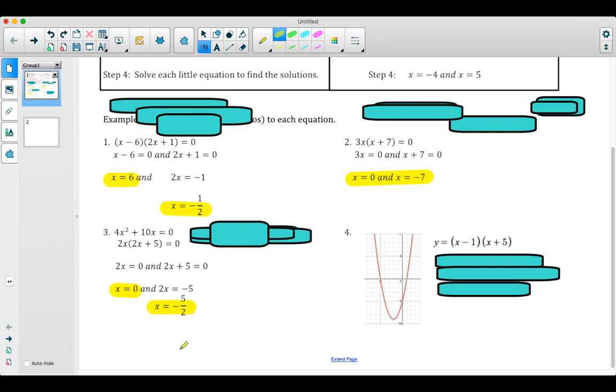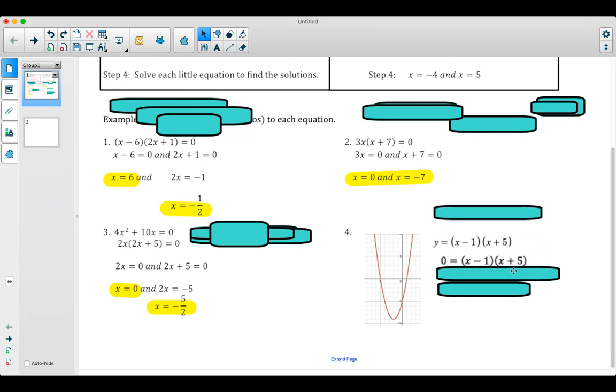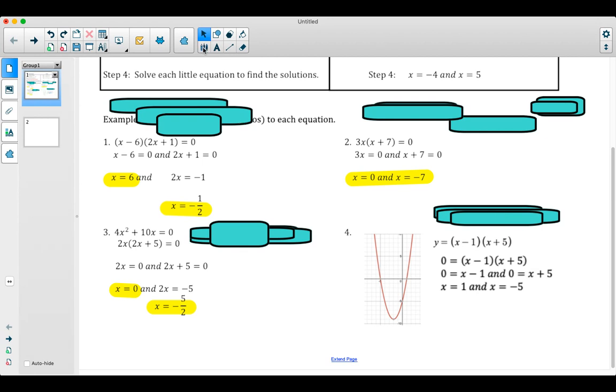In this last example, we're given a graph with the equation y equals x minus 1 times the quantity x plus 5. I'm going to set that equal to 0, and now it's in that factored form already, so I set each one equal to 0. And now I'm going to add 1 and subtract 5. So my two answers are going to be x equals 1 and x equals negative 5. So let's try some practice problems looking at all of 7.4.